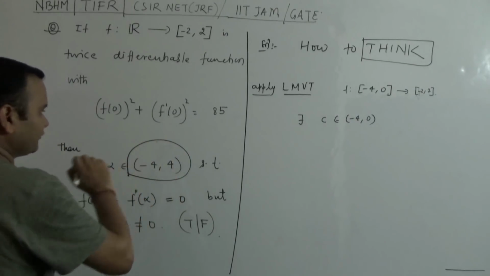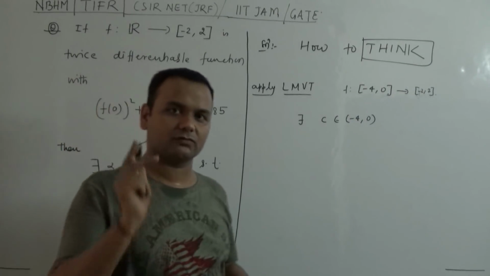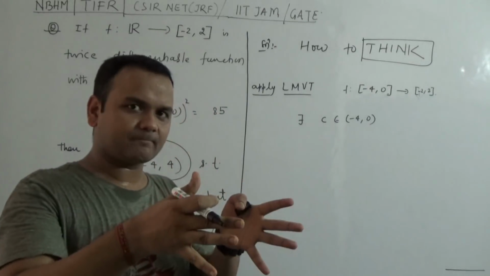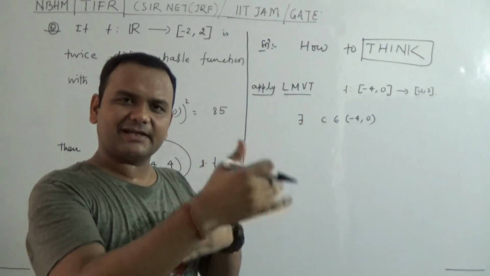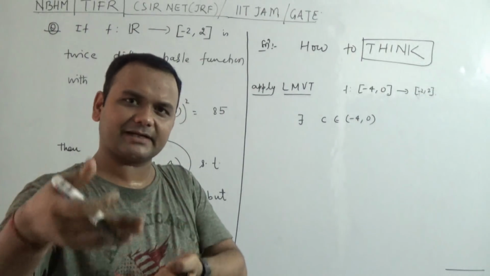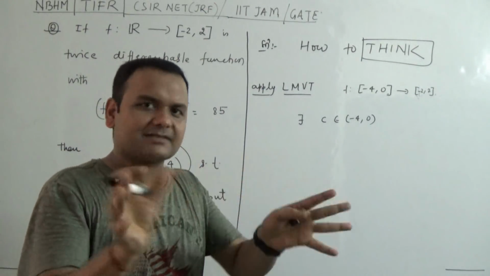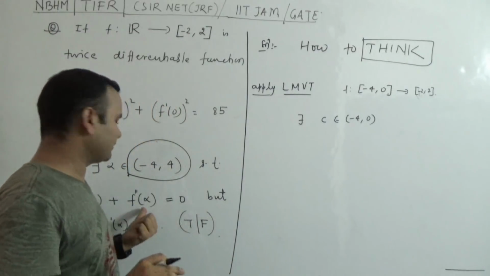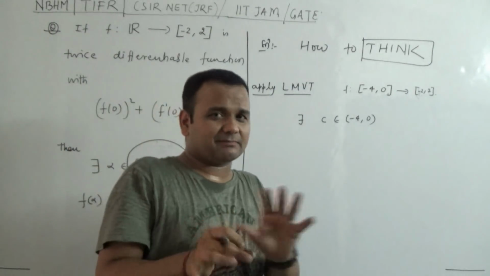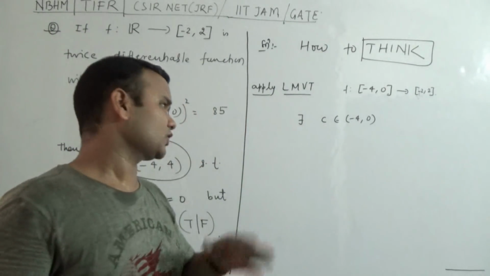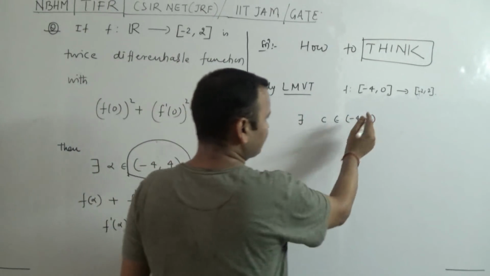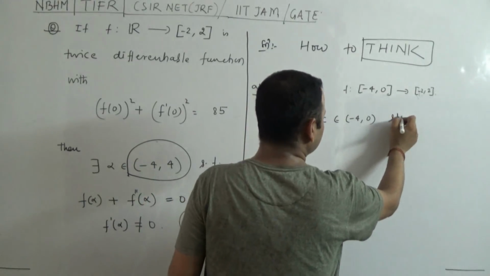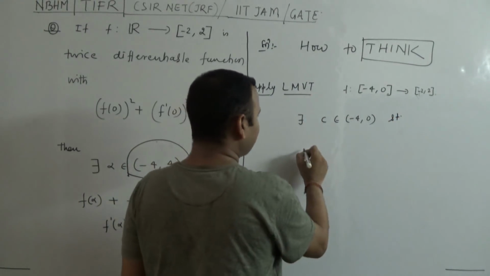The hint is this. We need alpha from minus 4 to 4. So I'll go from minus 4 to 4, minus 4 to 0 and then 0 to 4. In minus 4 to 0, I'll get alpha 1. From 0 to 4, I'll get alpha 2. And let's manipulate something, because I have to use the double derivative. To get the double derivative, something I have to apply. So let's see how I can go. So apply LMVT in this interval. There exists c from minus 4 to 0 such that what is going to happen? f prime c.